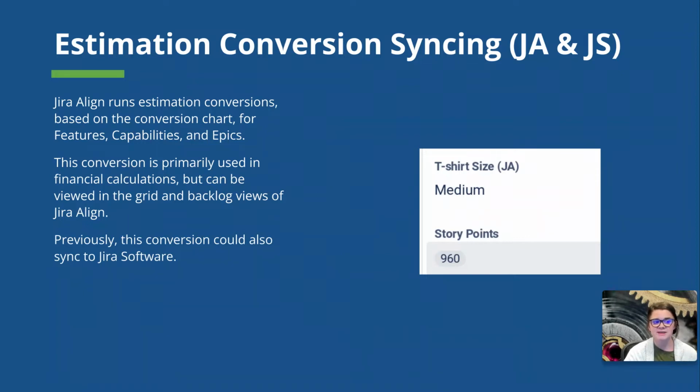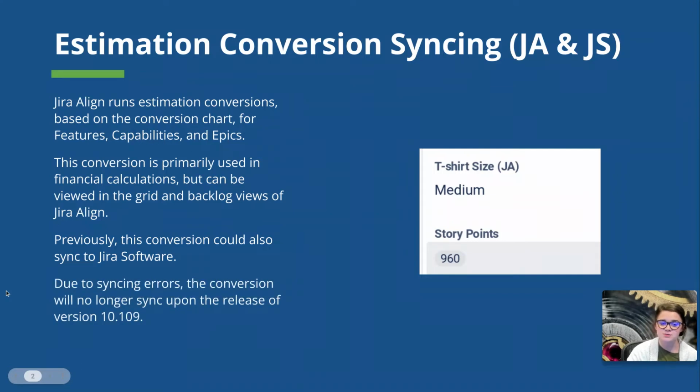If your administrator had the t-shirt size field configured and the setting allow bidirectional syncing of points for features turned on, when a t-shirt size was selected at the feature level in Jira Align, that t-shirt size value would sync to Jira software. But it would also run the conversion to points and sync that conversion from Jira Align to Jira software. However, there were some syncing errors with this setup.